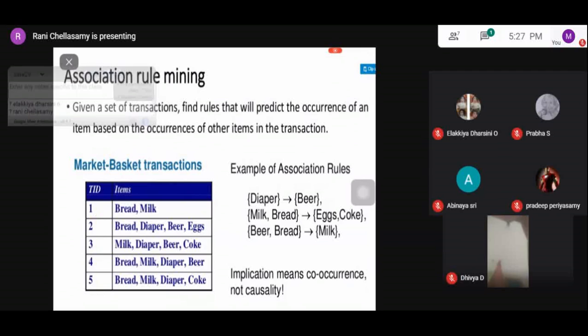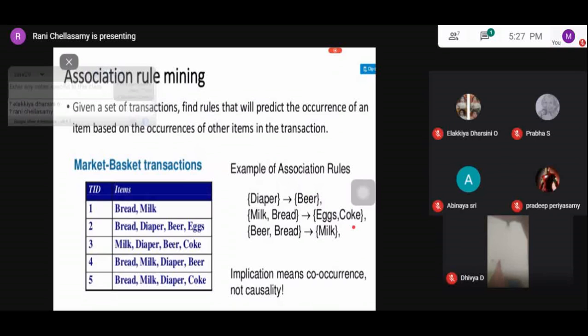From these transactions, you might form association rules, like if the customer is buying diaper, he might also buy beer. This is one kind of rule. And if the customer is buying milk and bread, he might also buy egg and coke. So these are some of the rules.